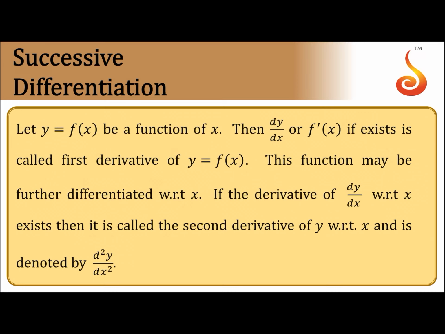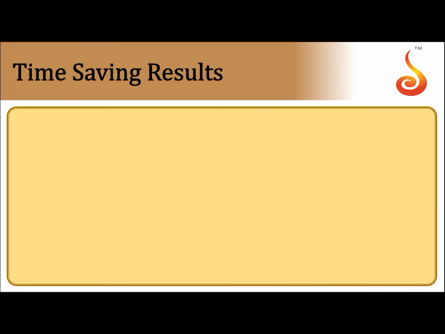Successive differentiation. Of course, when y equals f of x is a differentiable function and it is derivable many times, then finding dy by dx equals f dash of x is called the first order derivative. If it is again a function of x which is differentiable, I can find the second order derivative d square y by dx square equals f double dash of x. And continuing in finding out the higher order derivatives is said to be called successive differentiation.